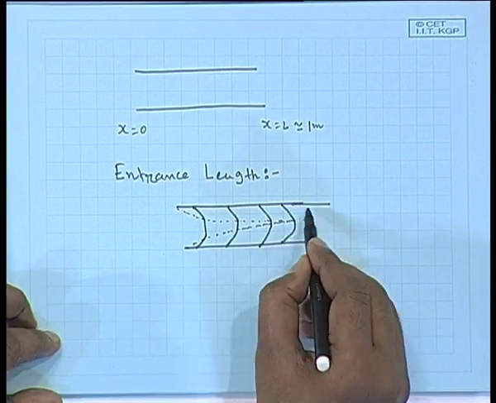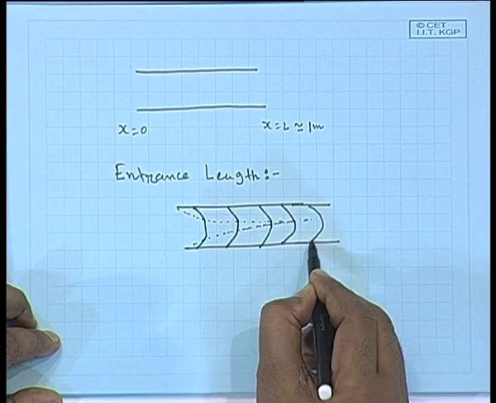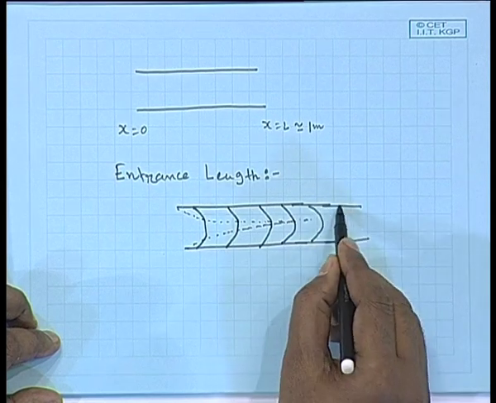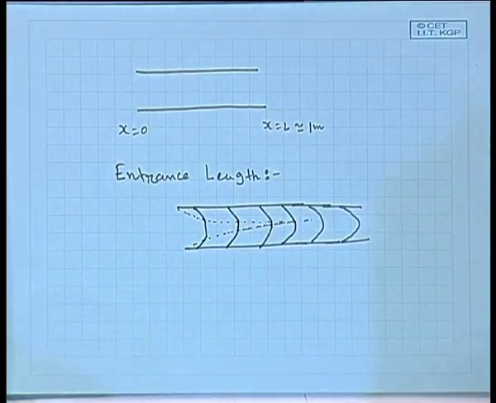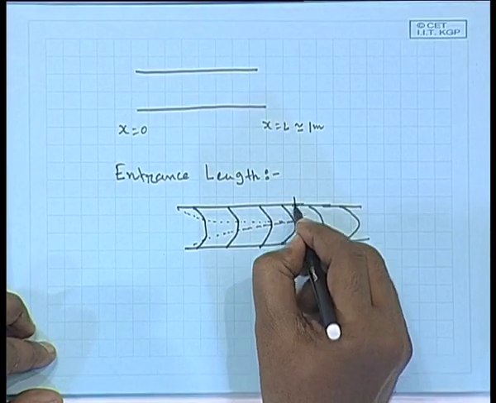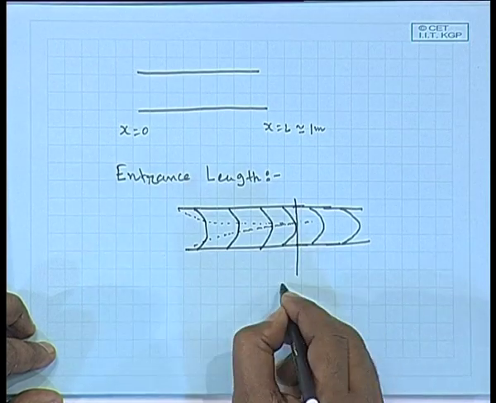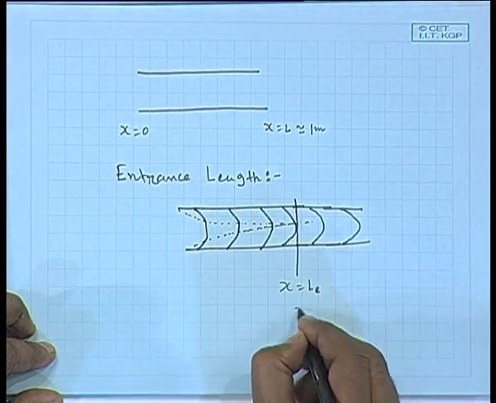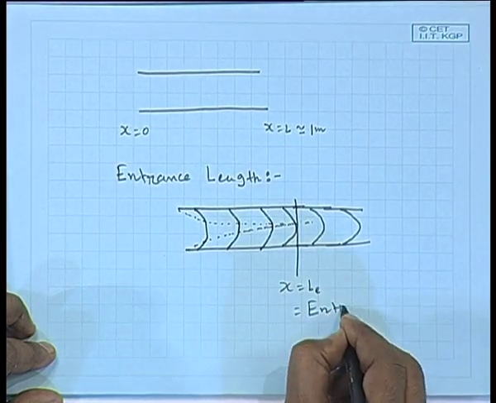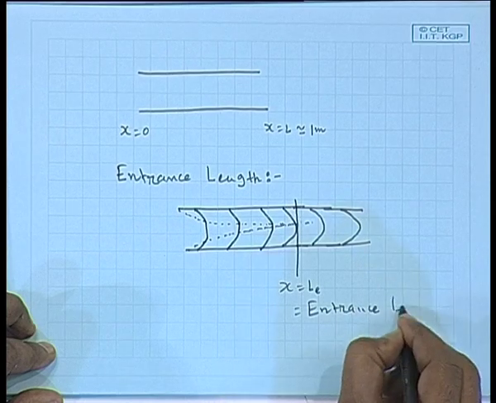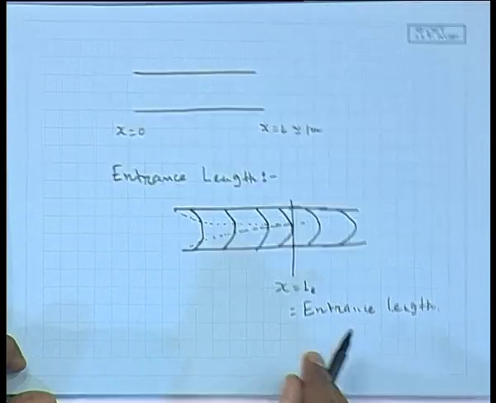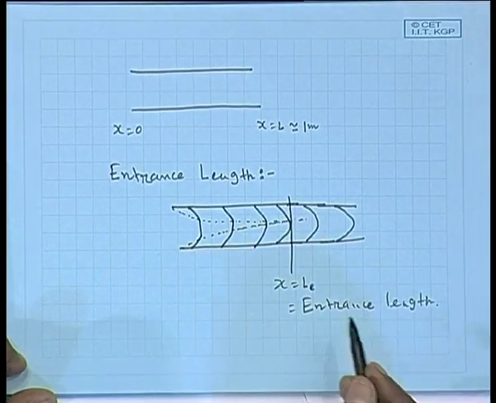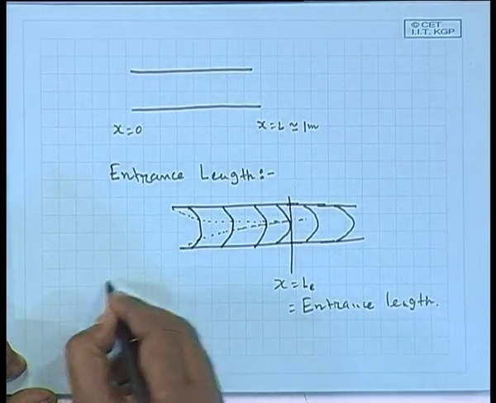In that case the velocity is fully developed under the laminar flow condition, and that parabolic velocity profile will exist in the rest of the channel, and you know the derivation. This length is called entrance length. Now, you can estimate the numerical value of this entrance length.